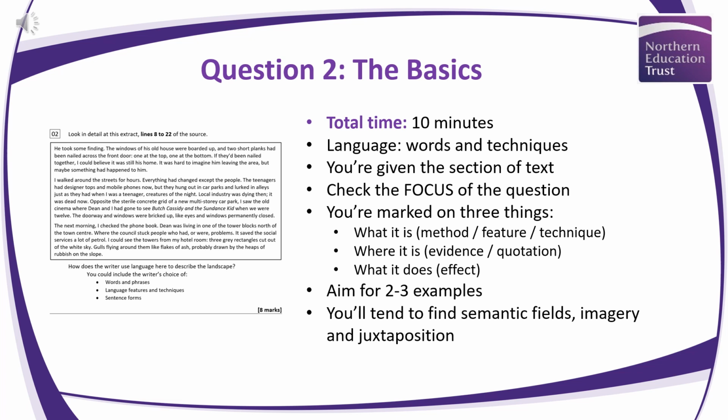As a top tip from me, there can be any number of features, but I tend to think that the ones you always find are semantic fields, imagery, so similes, metaphors, and that sort of thing, and juxtaposition. Semantic fields are basically groups of words about the same topic or the same idea. Similes and metaphors are straightforward. And juxtaposition means contrasting things. I think you always find those 3 things in any text you ever look at. You do need to be careful, though, to make sure that it's language describing the correct thing. So for this question, it's about the landscape.